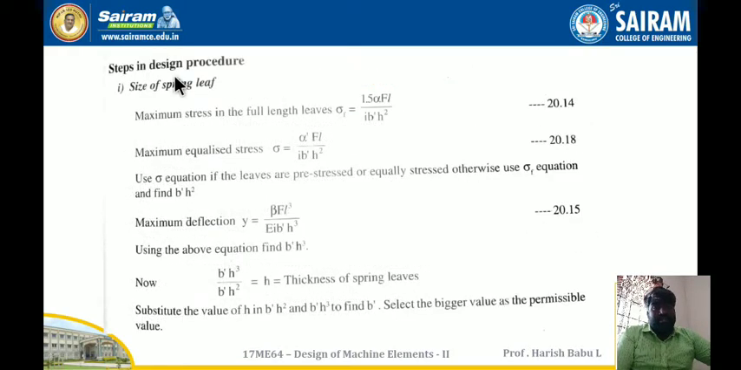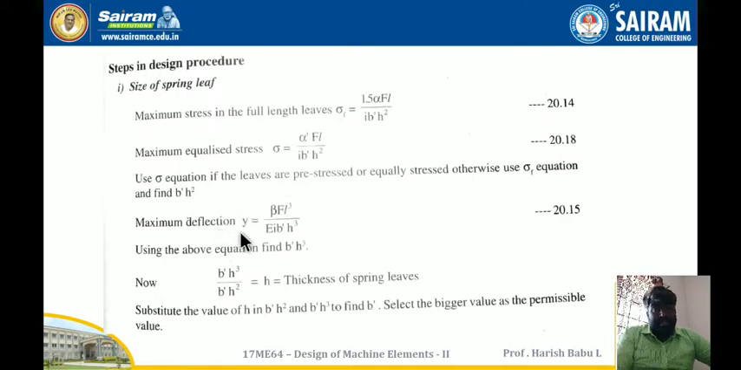Coming to the procedure, the steps in the design procedure. The first one is the size of the spring leaf. The maximum stress in the full length leaves, sigma f, is equal to 1.5 alpha F L divided by i b' h squared. The maximum equalized stress sigma is equal to alpha' F L divided by i b' h squared. So use the alpha equation if the leaves are equally stressed, otherwise you can use the alpha f equation and find b' h squared.